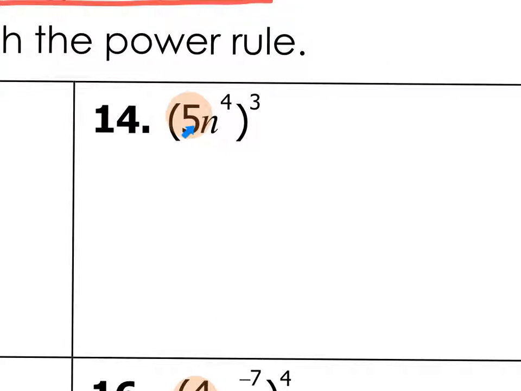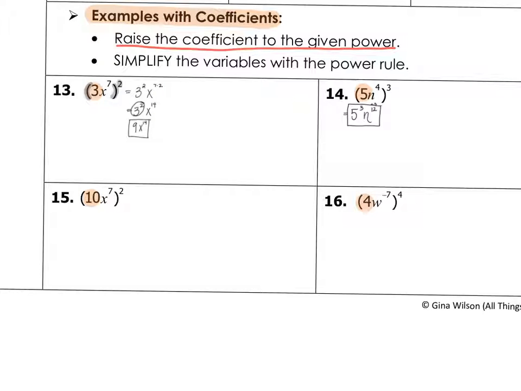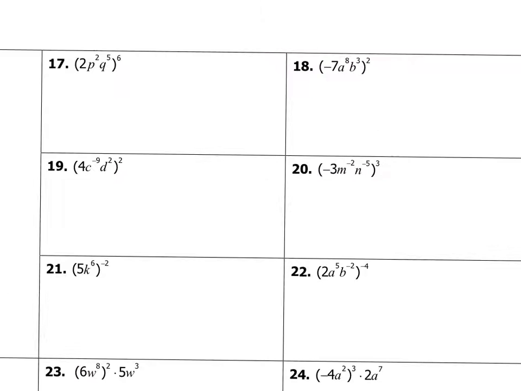5 is inside the parentheses, so 5 is also going to get that 3rd power, and so is n to the 4th. So 5 to the 3rd, n to the 12th, because it's 4 times 3. And 5 to the 3rd I know is 125, but if you want to leave it there, you most certainly can. Now I'd like you to pause the video and try numbers 15 and 16 using 13 and 14 as a guide, and answer my questions along the way.